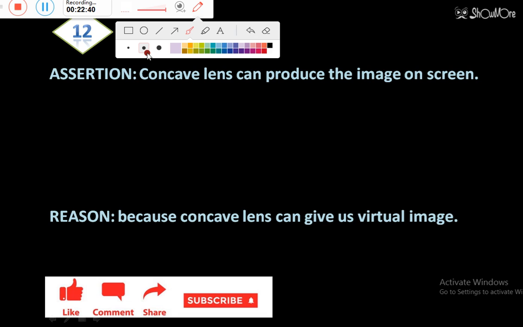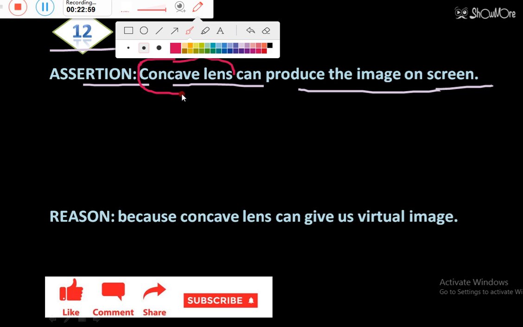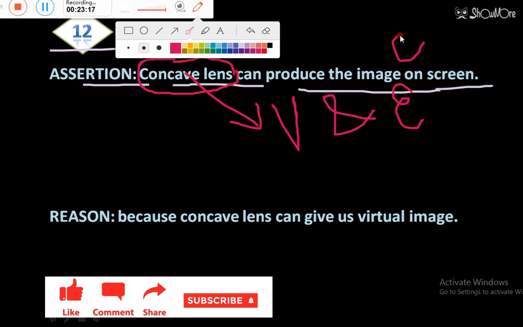Okay, let's see. The assertion in question number 12 says that a concave lens can produce the image on the screen. Now again, a simple concept you have to remember is that only real images can be screened. A concave lens always gives a virtual and erect image. That means a virtual image cannot be produced on a screen. So the assertion is false here.